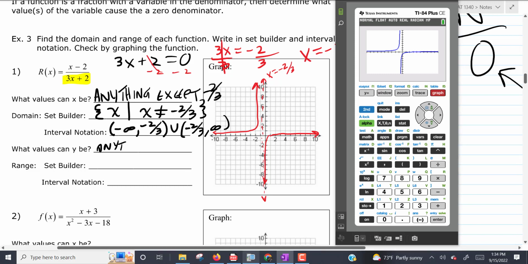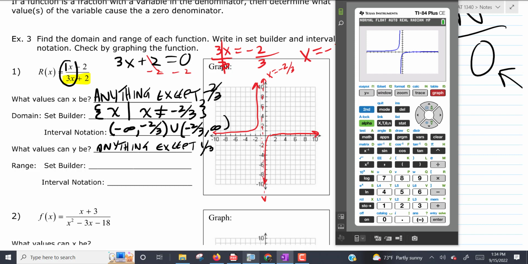It can be anything except 1/3. And I should have given a better problem than this. I'm going to tell you, you probably won't have to worry about this on your homework, but the way I know is right here. The number in front of x, you have a 1/3. What's that? It'll be everything except 1/3.